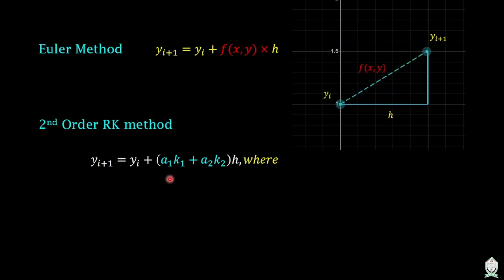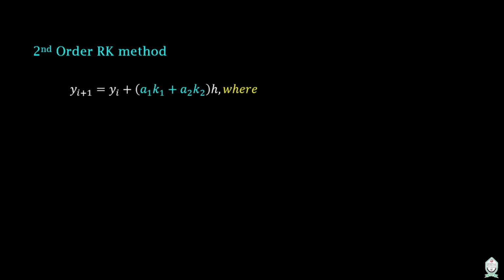Here we can see there are terms like a1 k1, a2 k2. They themselves defined these values. k1 is f of x_i, y_i, which means the point where we will be starting, and the slope of the approximating function at this point is k1, and k2 is defined as this. So here we have found a few other unknowns as well. Okay, from here let's take the formula of the second order RK method.